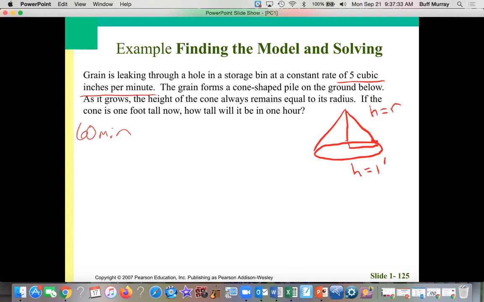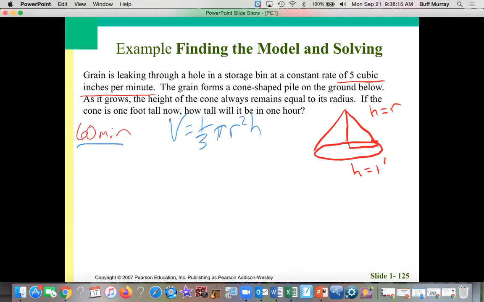Okay. Volume of a cone is 1/3 pi r squared h. Is that right? 1/3 pi r squared h. Now, a couple minutes ago, I said, let's change this to 60 minutes. Should I also change this over here, 1 foot? Why would I maybe want to change that? Or what would I want to change that to? Inches, because this is in cubic inches also.